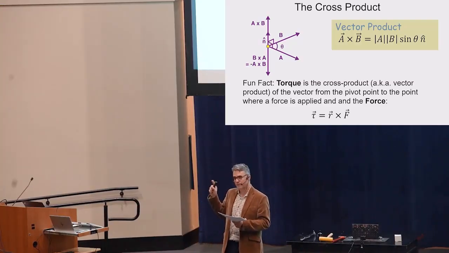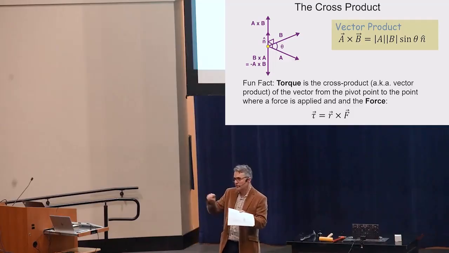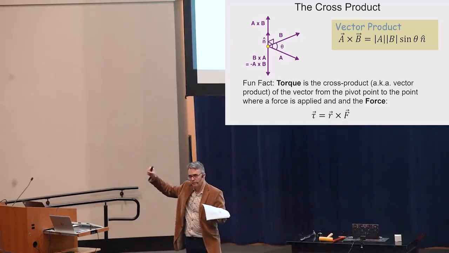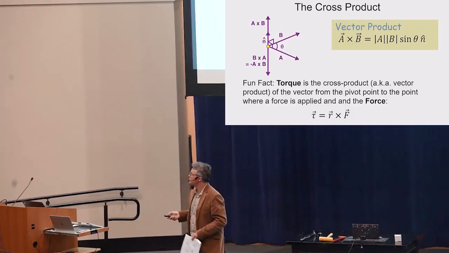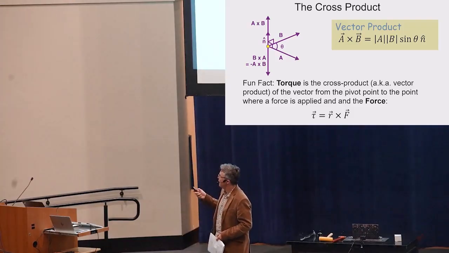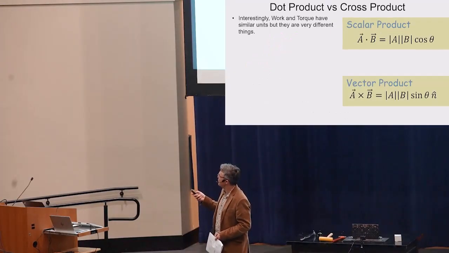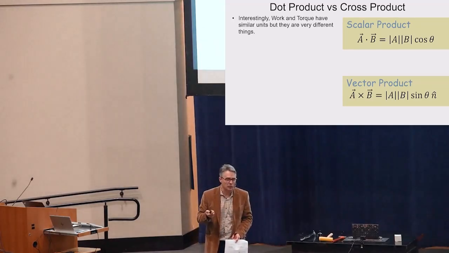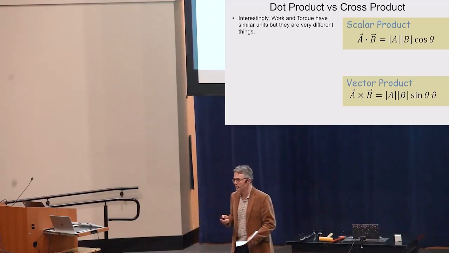So we call that first vector r. It's just a distance, going from wherever your pivot is out to where you're applying the force, and then cross that force itself. And we'll compare these two. They have different equations, and what can be a little confusing is that work and torque actually do have the same units, but they're completely different concepts.